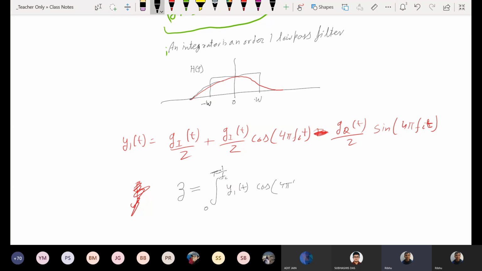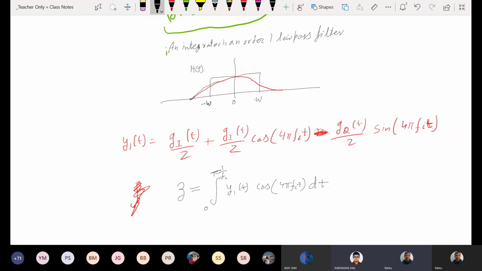cos 4 pi fct dt. So this is what Shubhashish was proposing, right? No, sir. Then there should be g1(t) times cos, because we already have y1 in the required cos and sine forms. So if we integrate it over the time period, the cos form would become 0 and the sine form would become 0. We would only have g_I by 2 times the time period. And we want to extract g_I by 2, so we just divide by the required time period.